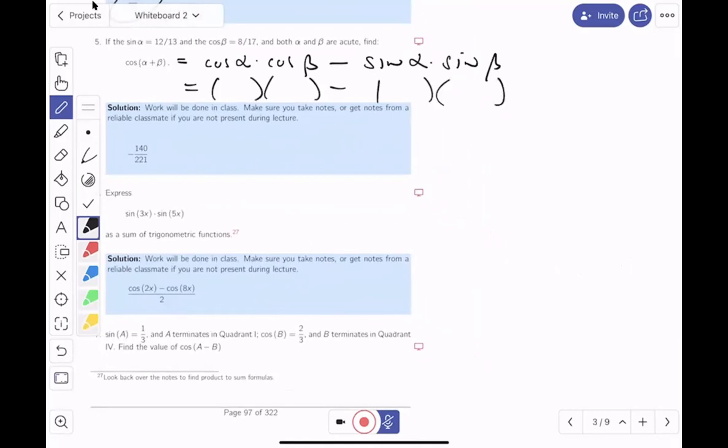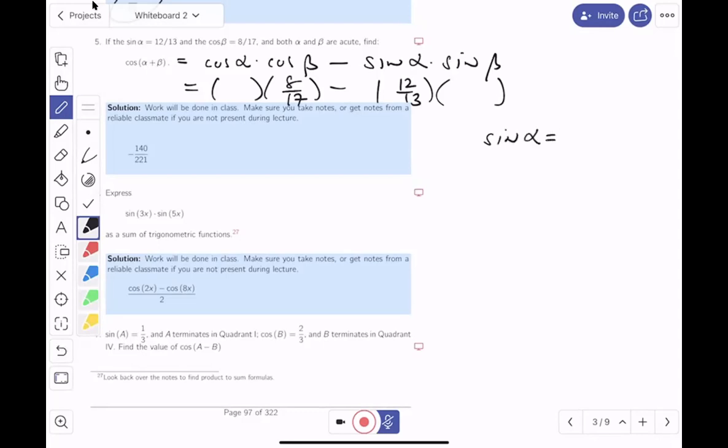For example, they told me the sine of alpha is 12/13. They told me the cosine of beta is 8/17. All right. Now, they also told me that alpha and beta are acute, which is good to know. If I know they're acute, I probably could figure out pretty quickly.